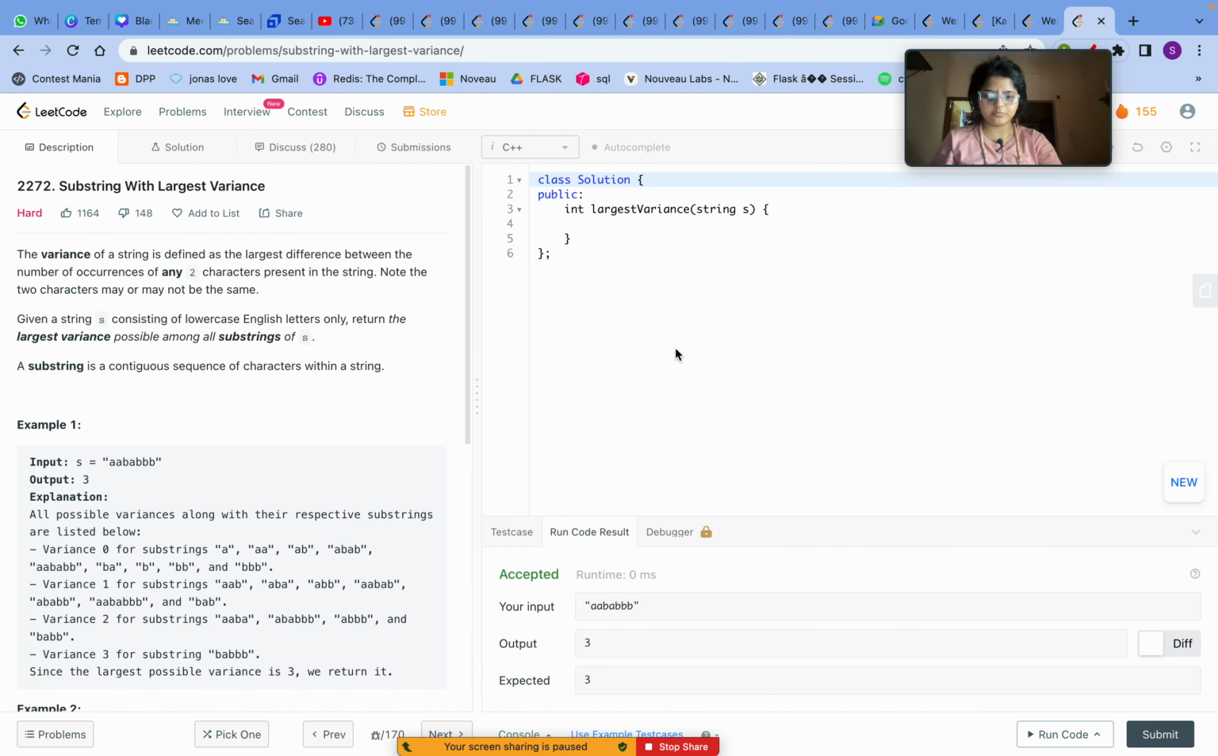Today we will be solving this question: substring with largest variance. It is better to read this question yourself and then come to this video. For this, you can see the discuss section or the solution section, or if you think it's not going to help you or it is creating confusion, you can also see my solution. It is quite easy.